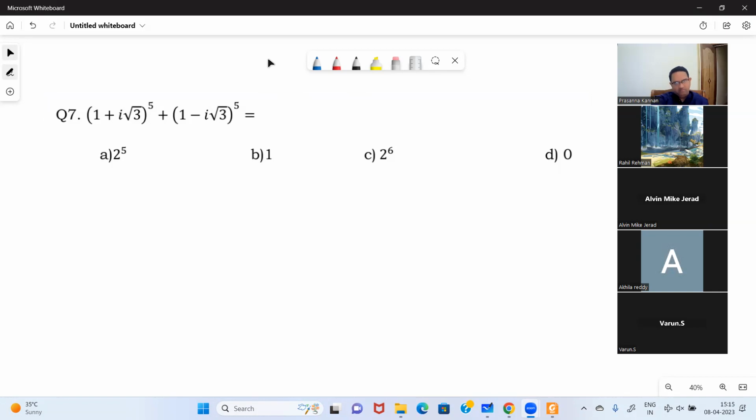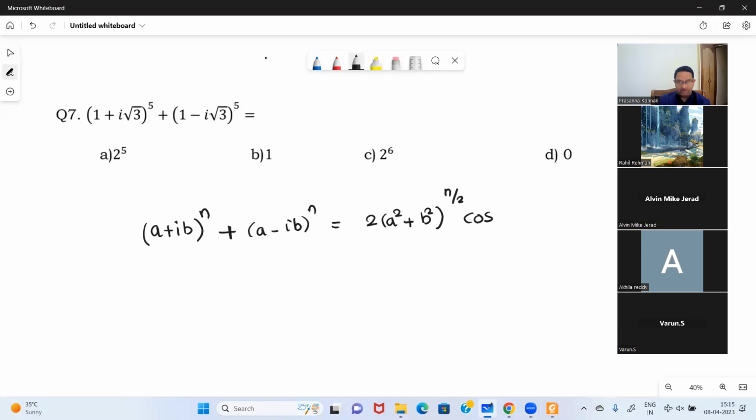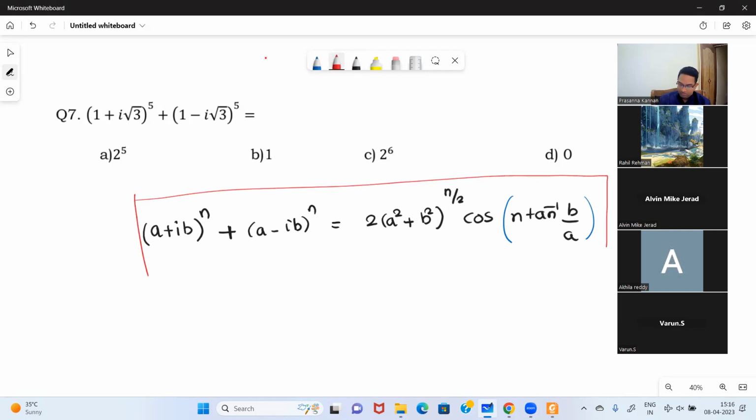But rather, you can remember a result. Again, that will be much faster for you. So let me give you the result. In general, (a plus ib) power n plus (a minus ib) power n is equal to 2 into (a square plus b square) the whole power n by 2 into cos. Whenever you are adding, you will get the real part like cos. If you're subtracting, you will get the sine part. So cos of n times tan inverse of b by a.